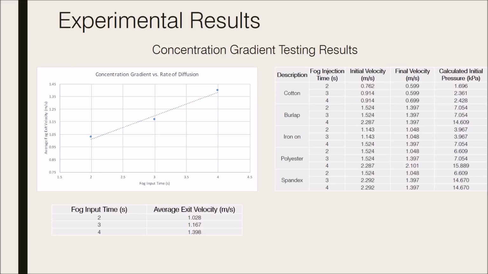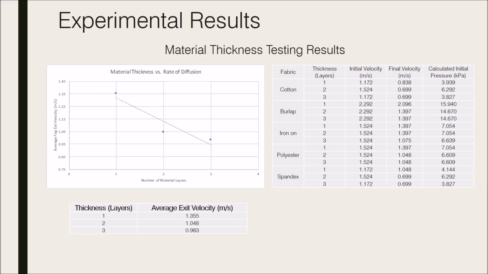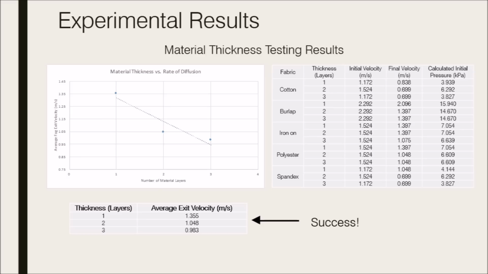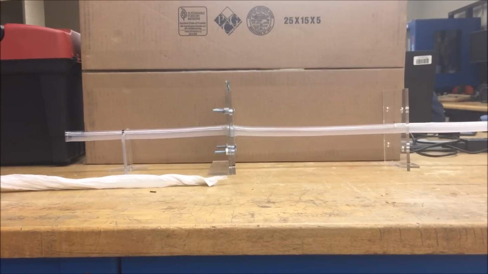As shown on the screen, it was confirmed through testing that increasing concentration gradient does in fact increase the rate of diffusion, as shown in the graph with the upward trend line. Therefore, this testing was considered successful. Similarly, it was confirmed through testing that increasing material thickness decreases the rate of diffusion, as shown in the graph with a negatively sloped trend line. Therefore, this testing was also considered successful. Okay, but let's see it in action. Sure thing, Dustin.